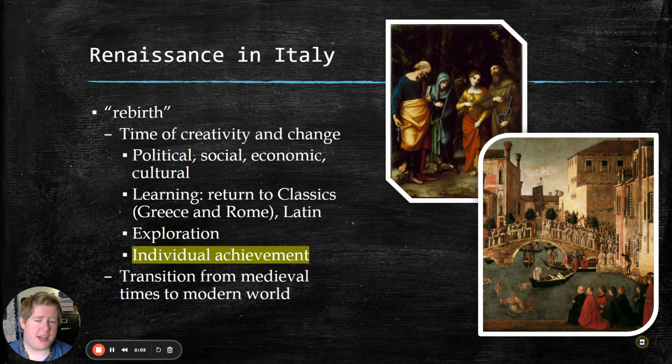This is also the point in history that we consider to be the transition from medieval times to the modern world. So we split history into two main camps. You have your ancient history and then your modern history. The Renaissance marks the beginning of what we consider to be modern history. So really this is the time where we start to talk about how things are affecting us and are still around today.